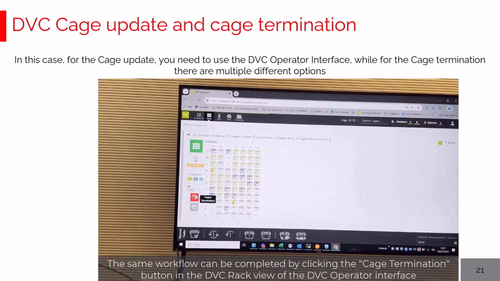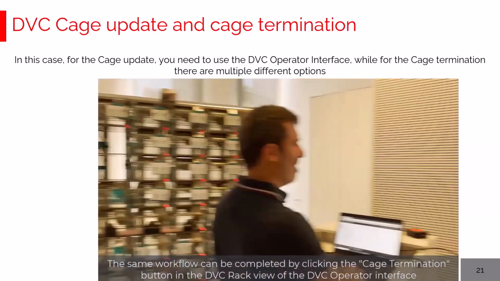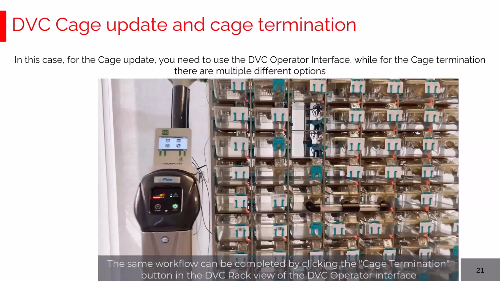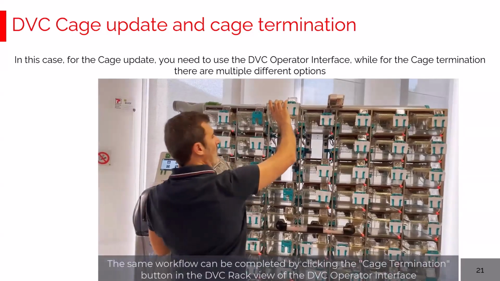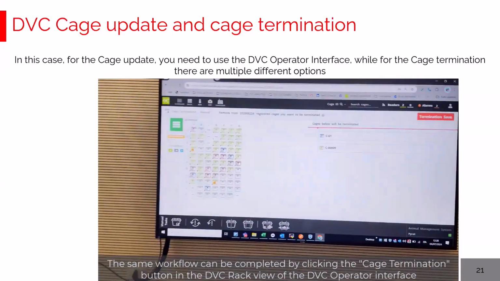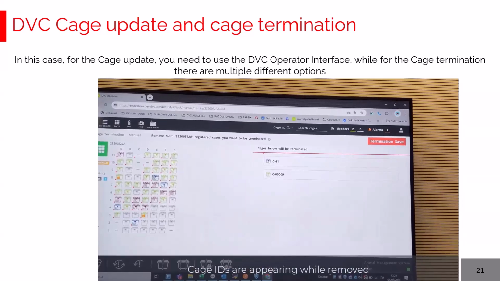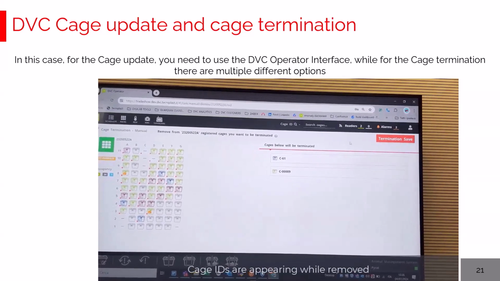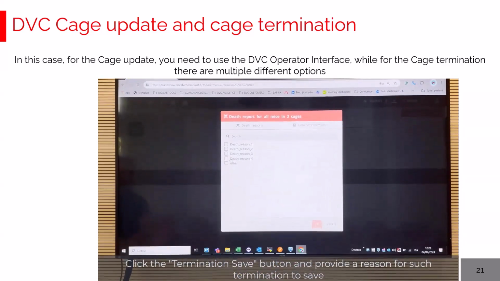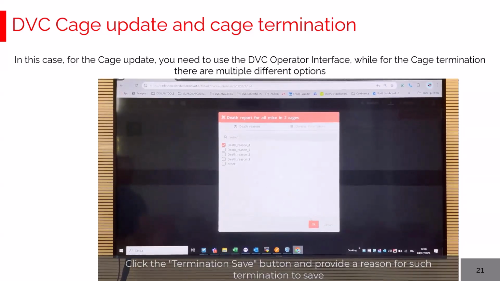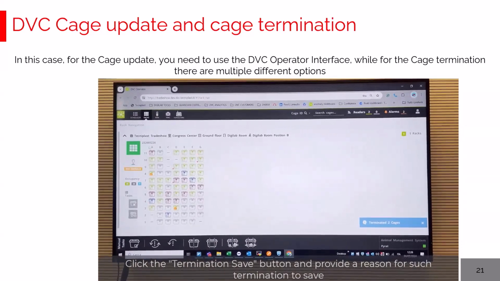So clicking this button, once again, all the registered cages are illuminated in red, like before, and by physically removing these cages from the rack, these are appearing in the operator interface also with their cage IDs. Clicking the termination save button, the system is asking in this case to provide also a reason for this termination. We will cover this in the advanced training. By clicking OK, these two cages, for instance, now have been terminated.